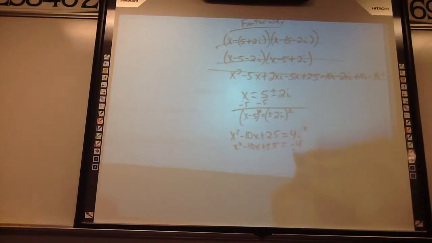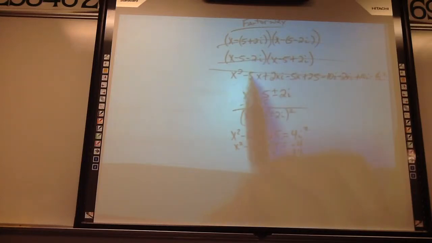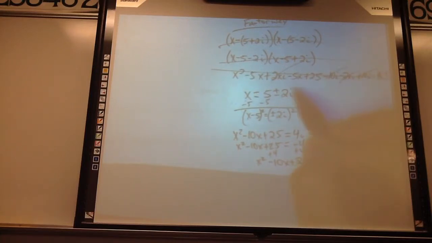Add the 4 over. So you got x squared minus 10x plus 29. And if we would have combined like terms there, we would have gotten that. The x's would all cancel. The i's would all cancel. You'd have negative 5, negative 5, negative 10, 25, and 4.